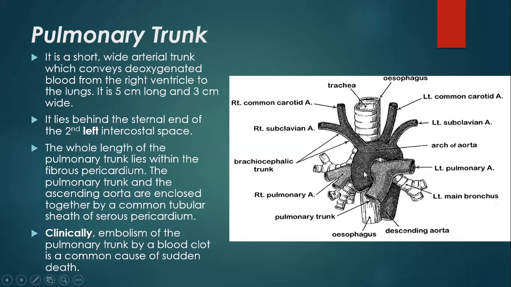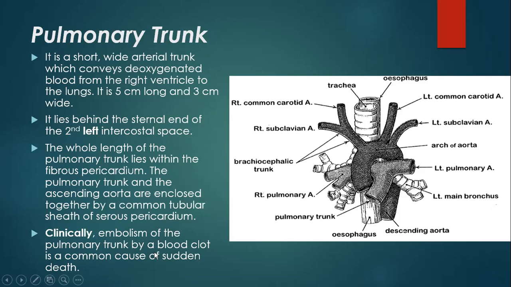If you see here, here is the ascending aorta, which forms the arch, then the descending aorta. So the ascending aorta and the pulmonary trunk are very close, and they are covered together by a single common tubular sheath, which is the serous pericardium. So it is covered both by the fibrous pericardium as well as the serous pericardium.